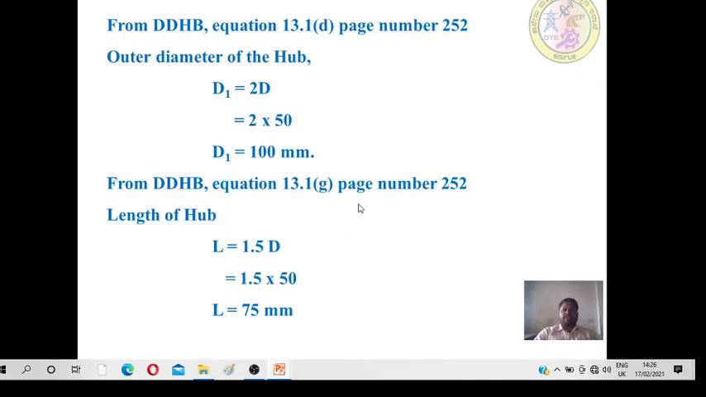From the data handbook, page number 252, equation 13.1D, we have outer diameter of the hub D1 equal to 2D. D means diameter of the shaft, which we have calculated on the previous page, and 2 into 50 becomes 100. And from the design data handbook, equation 13.1G, page 252, we have length of the hub L equal to 1.5D. That means 1.5 into 50, so it becomes L equal to 75 mm.